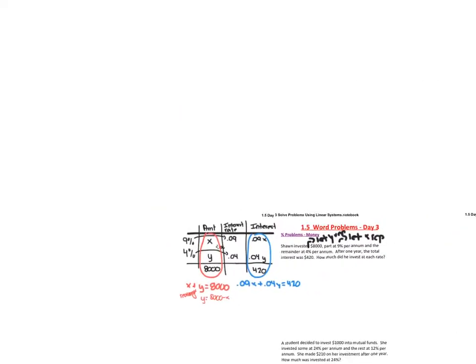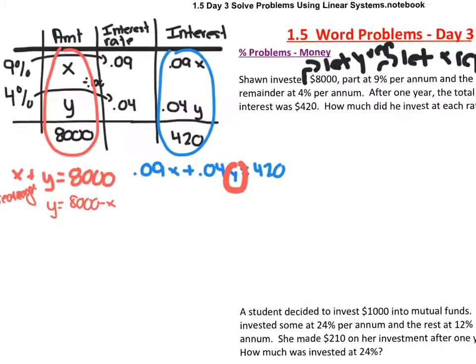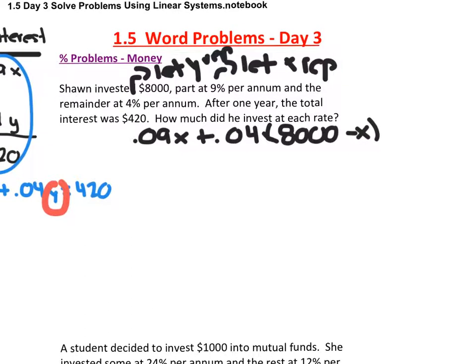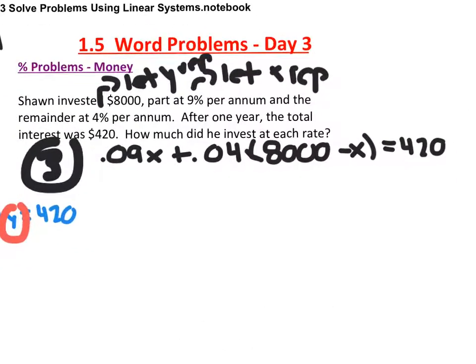So what I'm going to do is in that equation, I'm going to replace the Y here. So I'm just going to move it over just so I can write it nicely here. So we have 0.09X plus 0.04y, which I'm going to replace with 8,000 minus X, okay, equals 420. So the first step here is to make that table, okay? Second step, identify the equations. Third step is to really solve, okay? So let's solve this.